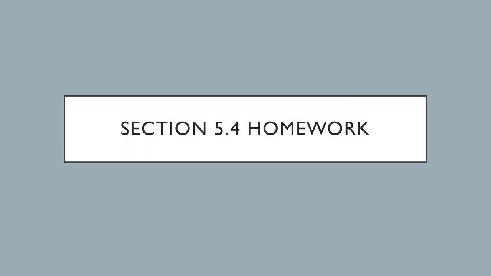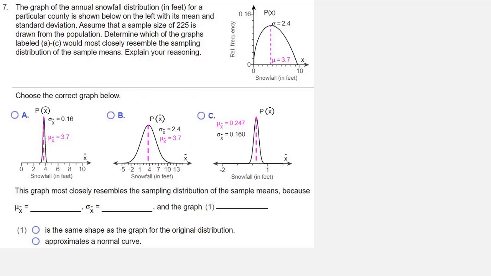We're looking at homework from section 5.4. This is question number 7. The graph of the annual snowfall distribution in feet for a particular county is shown below on the left with its mean and standard deviation. Assume that a sample size of 225 is drawn from the population. Determine which of the graphs, A through C, would most closely resemble the sampling distribution of sample means.